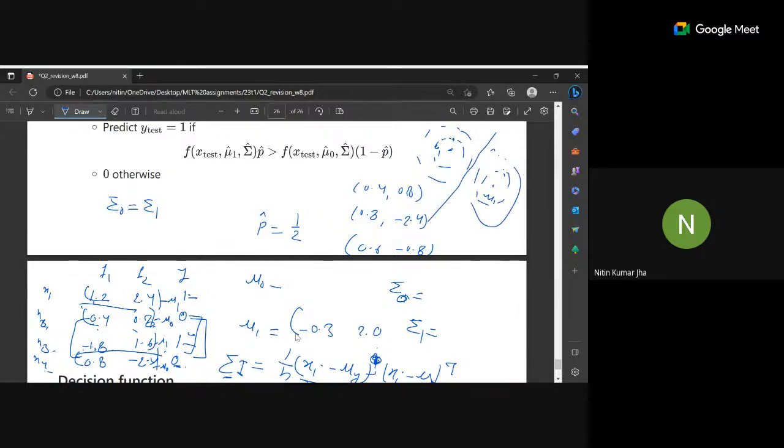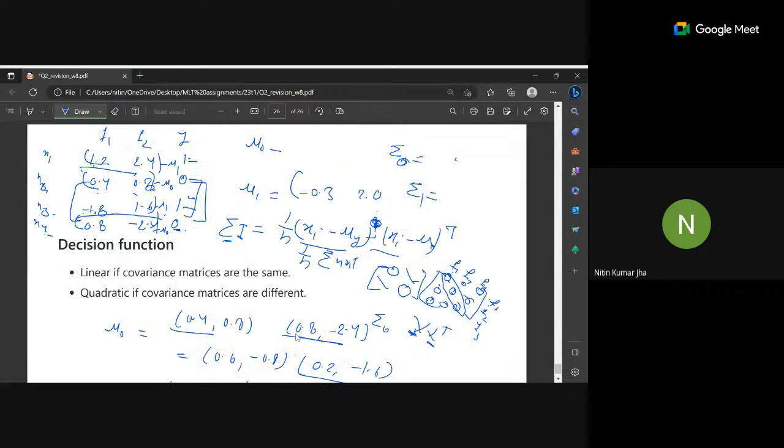But if the covariances are different, like let's say sigma 0 and sigma 1 are not equal, then in this case your distribution, let's say mu 0 is here and mu 1 is somewhere here, and here the variance is something like this, and here the variance is something different, right? So in this case your decision boundary will be some quadratic form, a Bayesian boundary. So this will be your quadratic if the covariances are different.